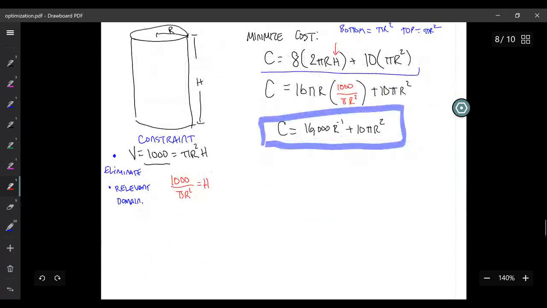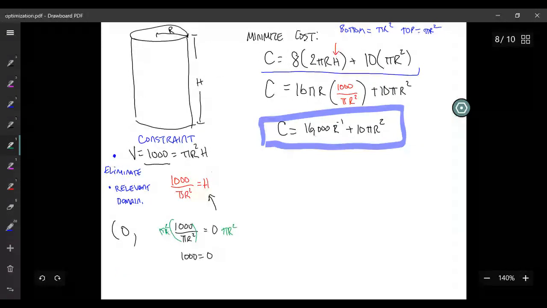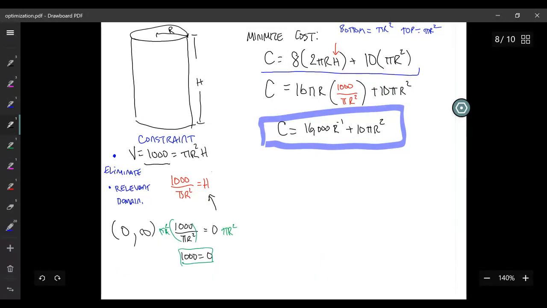Next thing is we look at a relevant domain. The variable we're using is radius, so radius is at least 0. And if we set the other variable equal to 0, if you multiply both sides by pi r squared, you get 1,000 equal to 0. When you get this nonsense equation, that means that your domain is unbounded. My domain is 0 to infinity. That's the second thing I'm looking for, the relevant domain. Next, I'm ready to take a derivative.